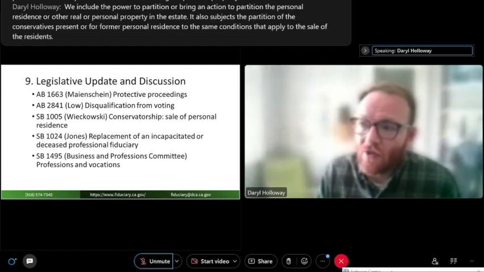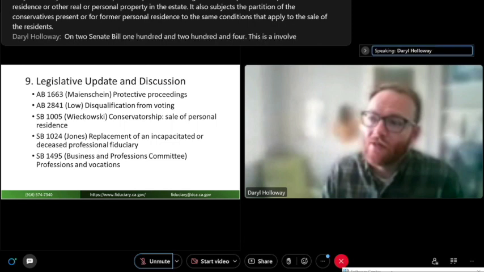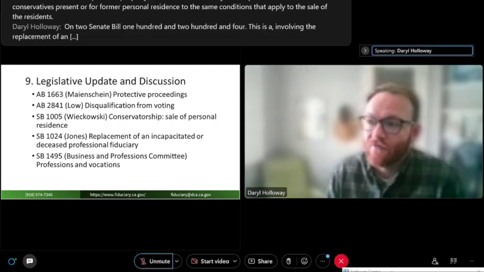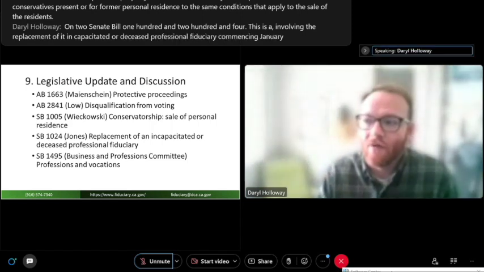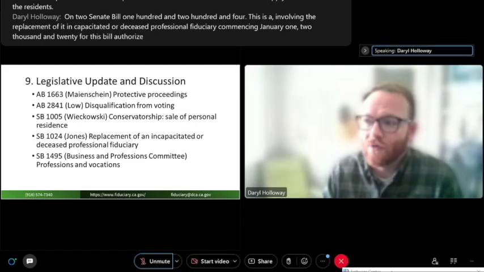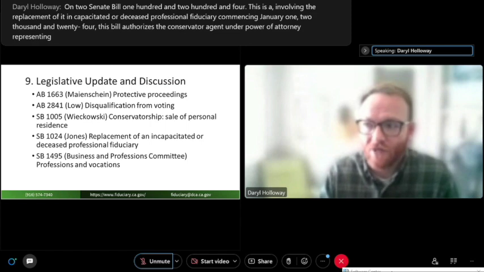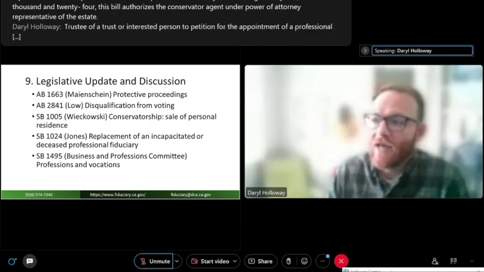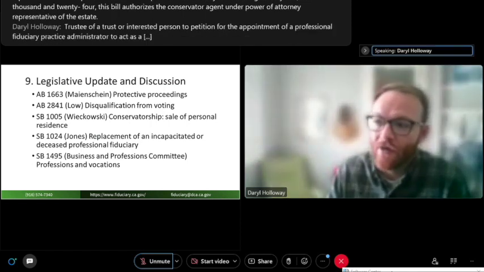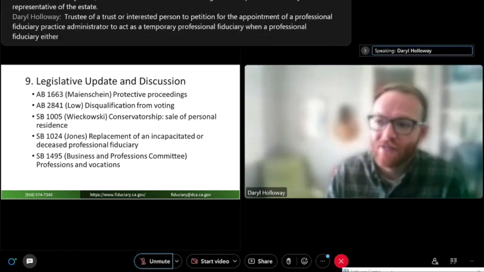On to Senate Bill 1024. This is involving the replacement of an incapacitated or deceased professional fiduciary. Commencing January 1, 2024, this bill authorizes the conservator, agent under power of attorney, representative of the estate, trustee of a trust, or interested person to petition for the appointment of a professional fiduciary practice administrator to act as a temporary professional fiduciary when a professional fiduciary either becomes incapacitated or dies and a vacancy exists.